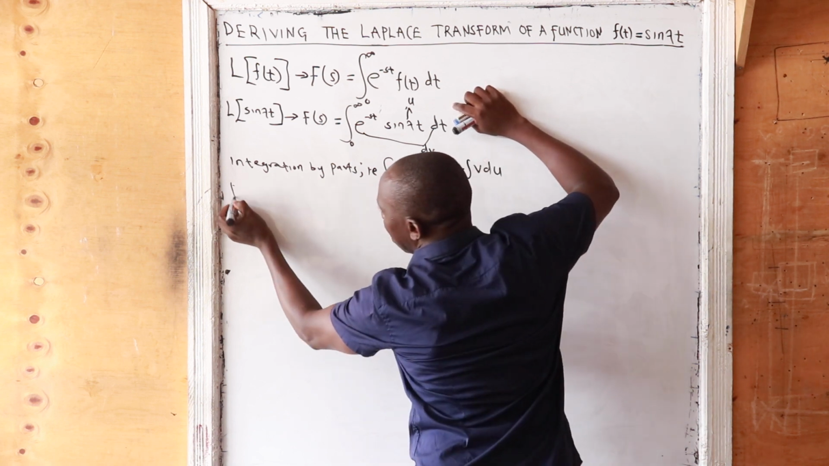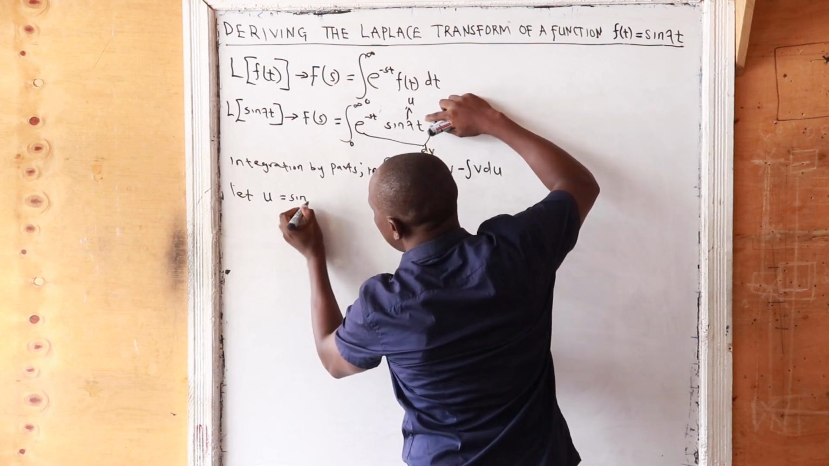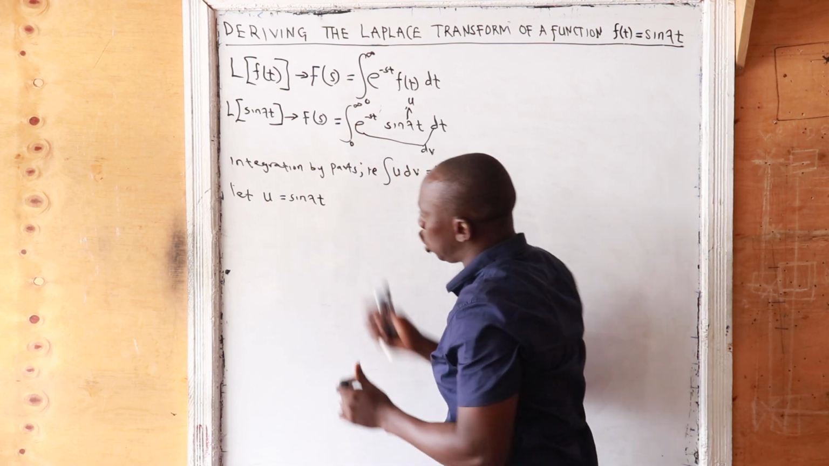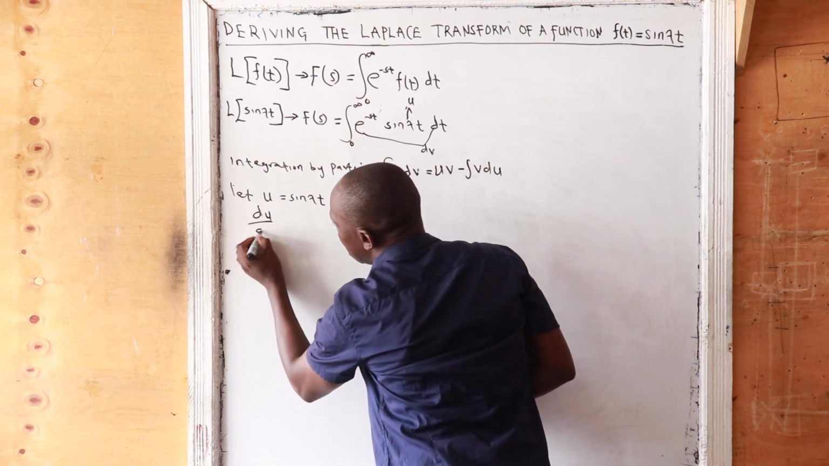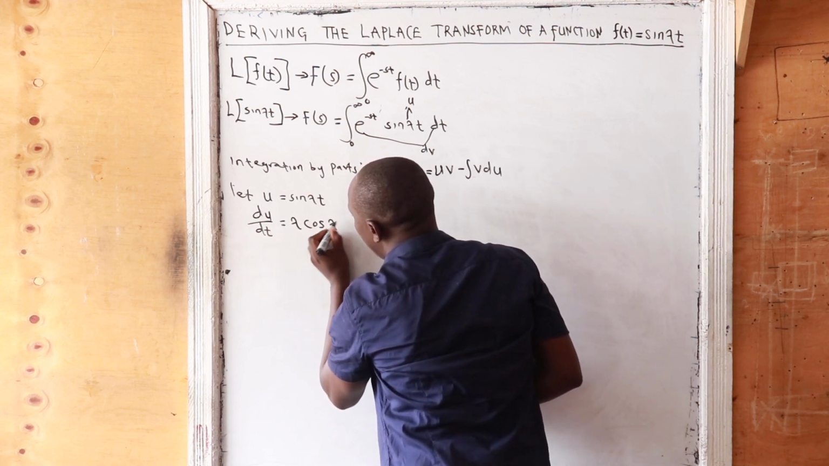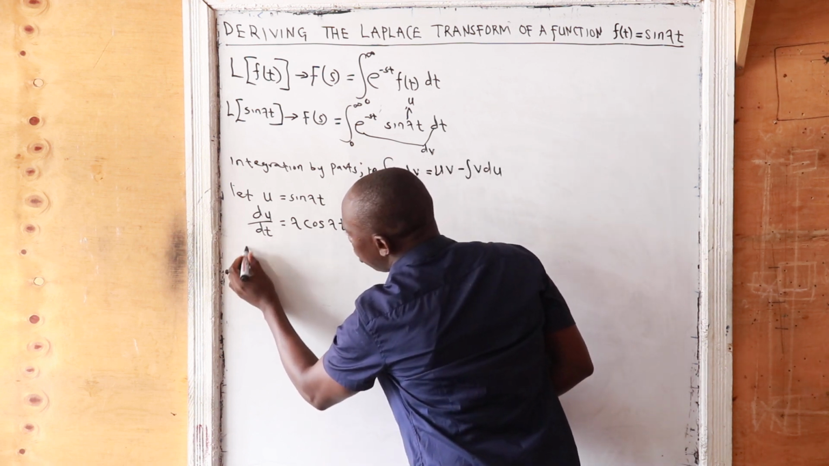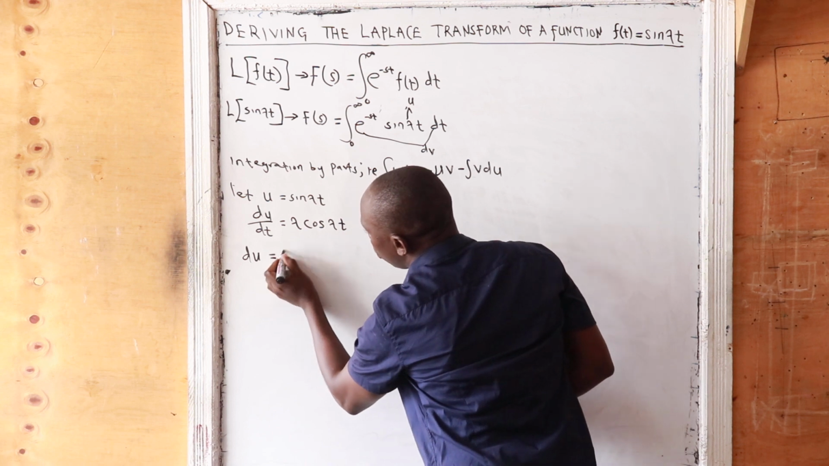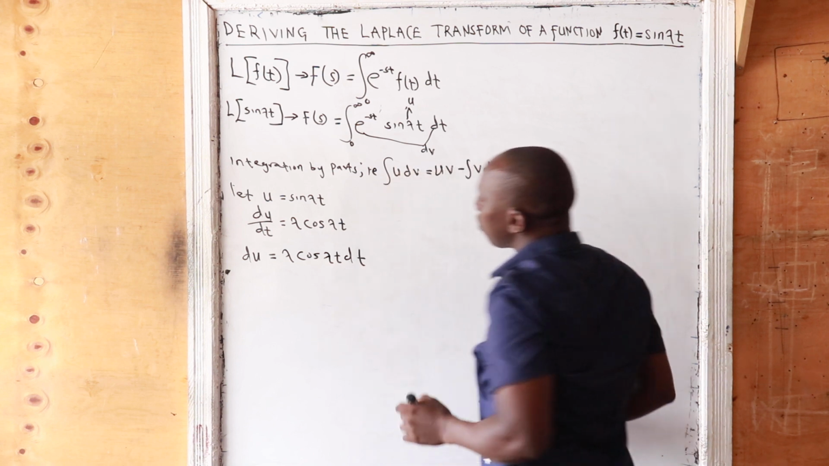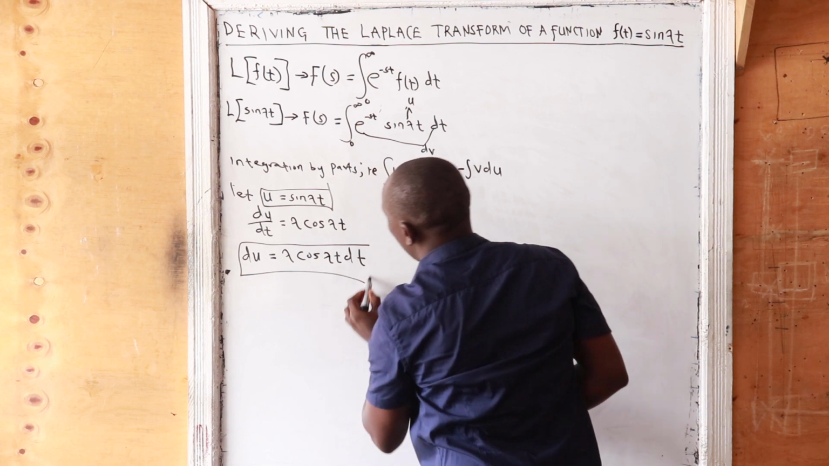So we are saying that let u be equal to sin lambda t. If we differentiate u with respect to t, we are going to get du dt equal to lambda cosine of lambda t. If we multiply both sides by dt, we get du equal to lambda cosine of lambda t dt. Now we have our u, we have our du.